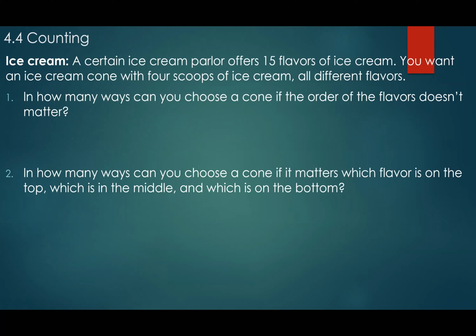So a certain ice cream parlor offers 15 flavors of ice cream, right? We know that is our total. We have 15 different flavors of ice cream. You want an ice cream cone with 4 scoops. So everybody see that we have 15 and we are choosing 4 scoops, 4 flavors of ice cream, all different flavors. Now the question is, in how many ways can you choose a cone if the order of the flavors does not matter? As you can see, this problem is spelled out for you guys, right?